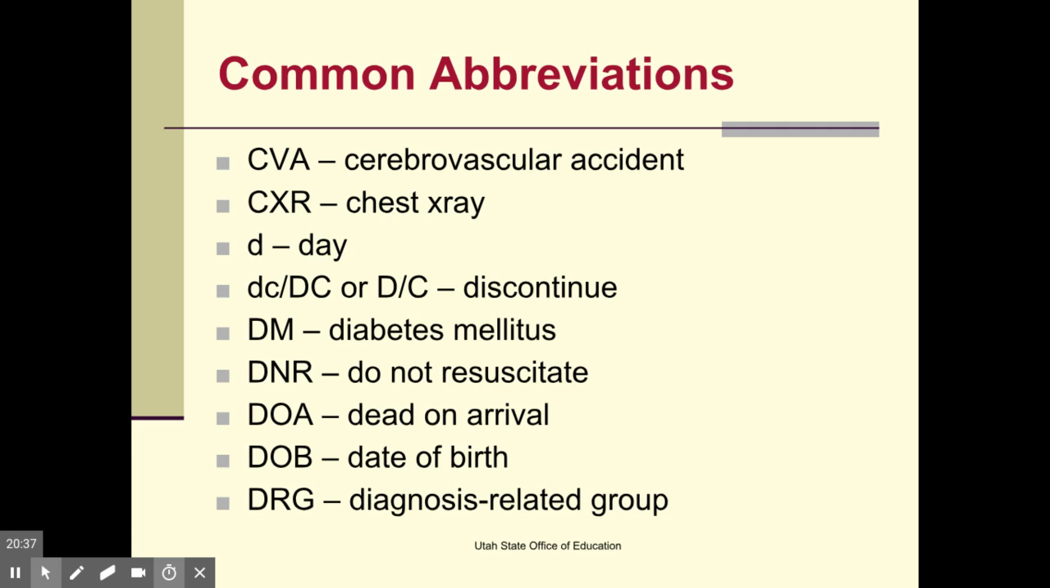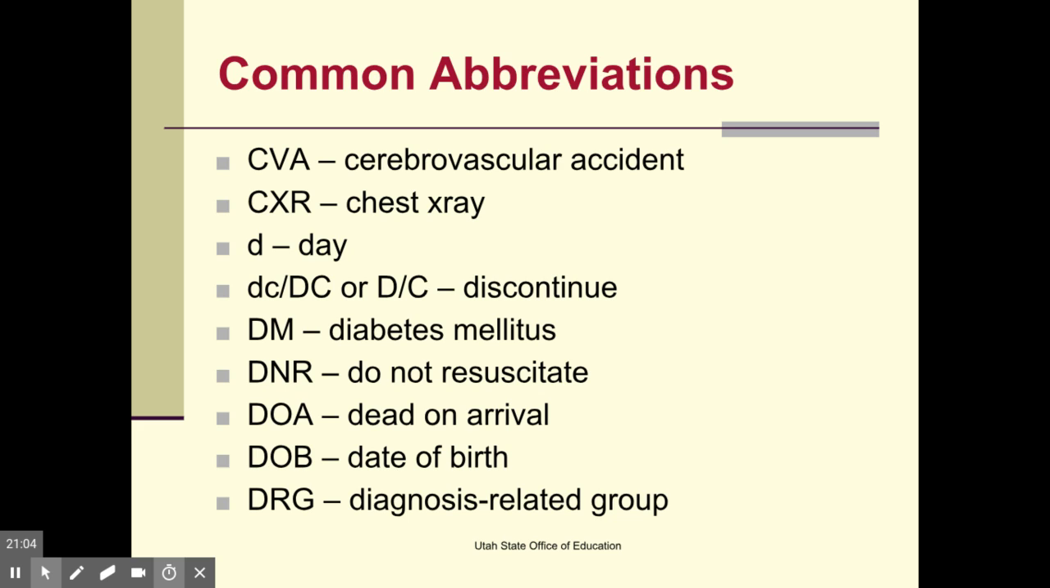You're learning what these words mean, what these abbreviations mean. CVA for cerebrovascular accident or a stroke. It means the same thing as stroke. CXR is what's used for chest x-ray. A small d for day, we may use QD, Q means every, so QD would be every day. Capital D/C is what we use for discontinue. We don't use a little dc or just dc by itself. D/C is most often used.